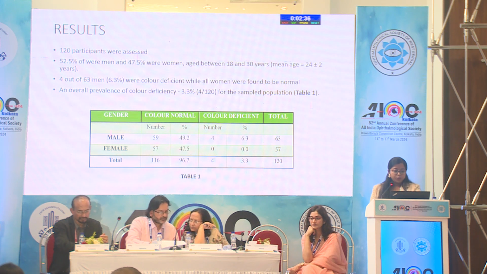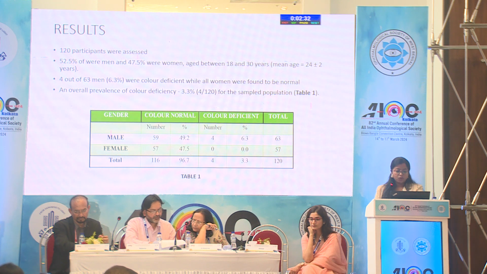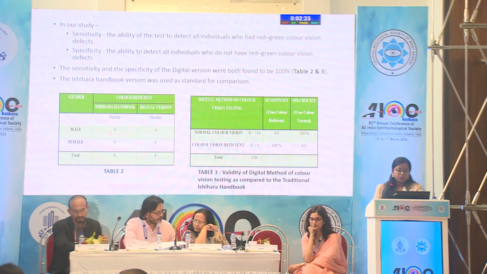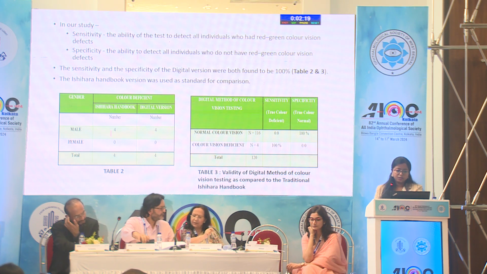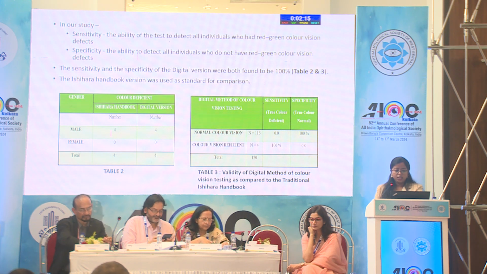52.5% were male, 47.5% were female. 4 out of 63 men were color deficient, while all women were found to be normal. The overall prevalence of color deficiency was found to be 3.3% for the sampled population. The sensitivity was the ability of the test to detect all individuals who had red-green color vision defect, and specificity was to detect who do not have any color vision defect.